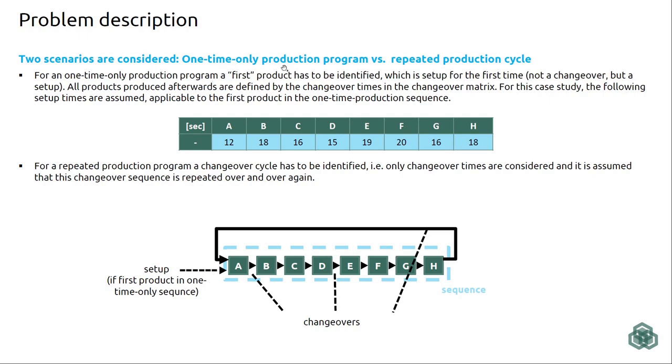So in the case of a one-time only production program, you will have some additional information here, since you have to decide which product is the first one to produce in sequence, and in that case you have to consider a setup time and not a changeover time. And you can see here I provided setup times for the various product types in case these product types are the first one in sequence.